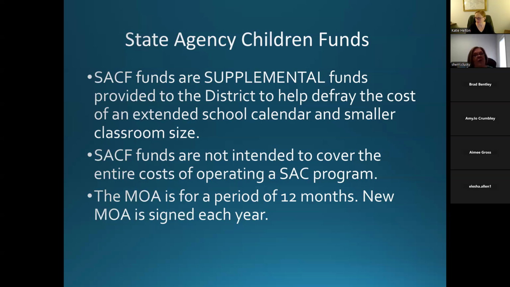And also the MOA is for a period of 12 months. We send those out generally in May, and you have until September to get those back to us. They're a contract that covers July 1 to June 30th, the school year for everyone.